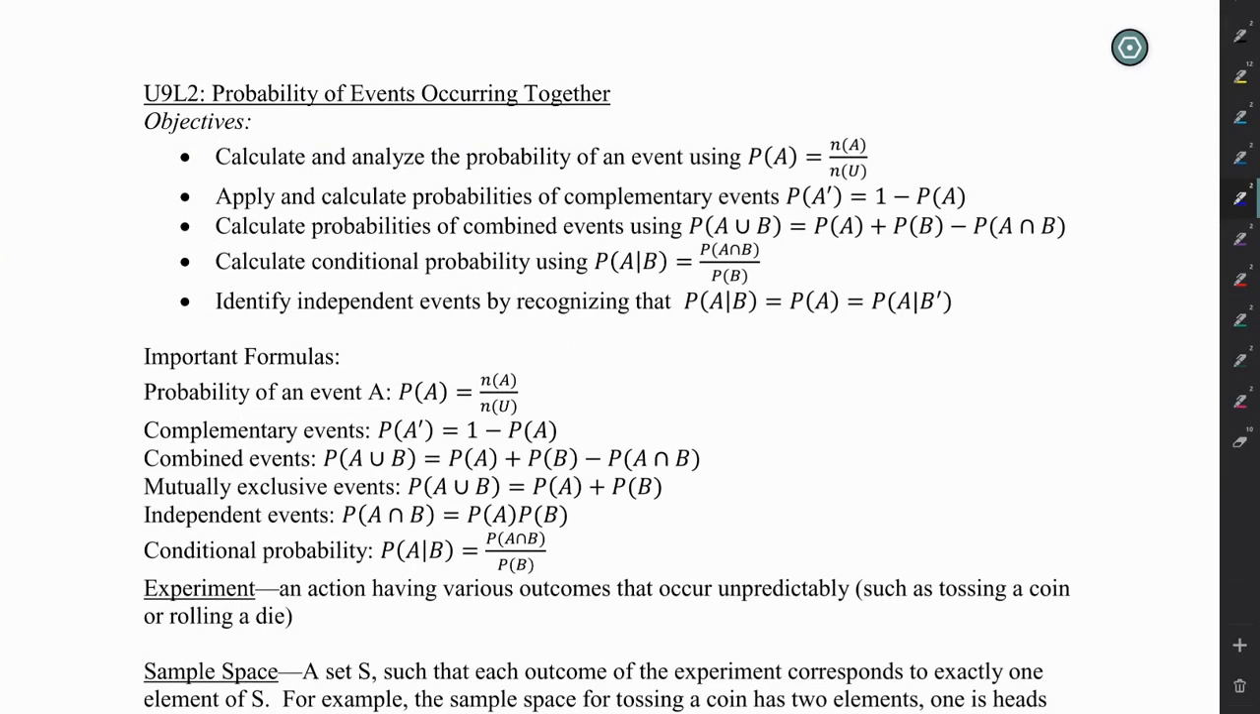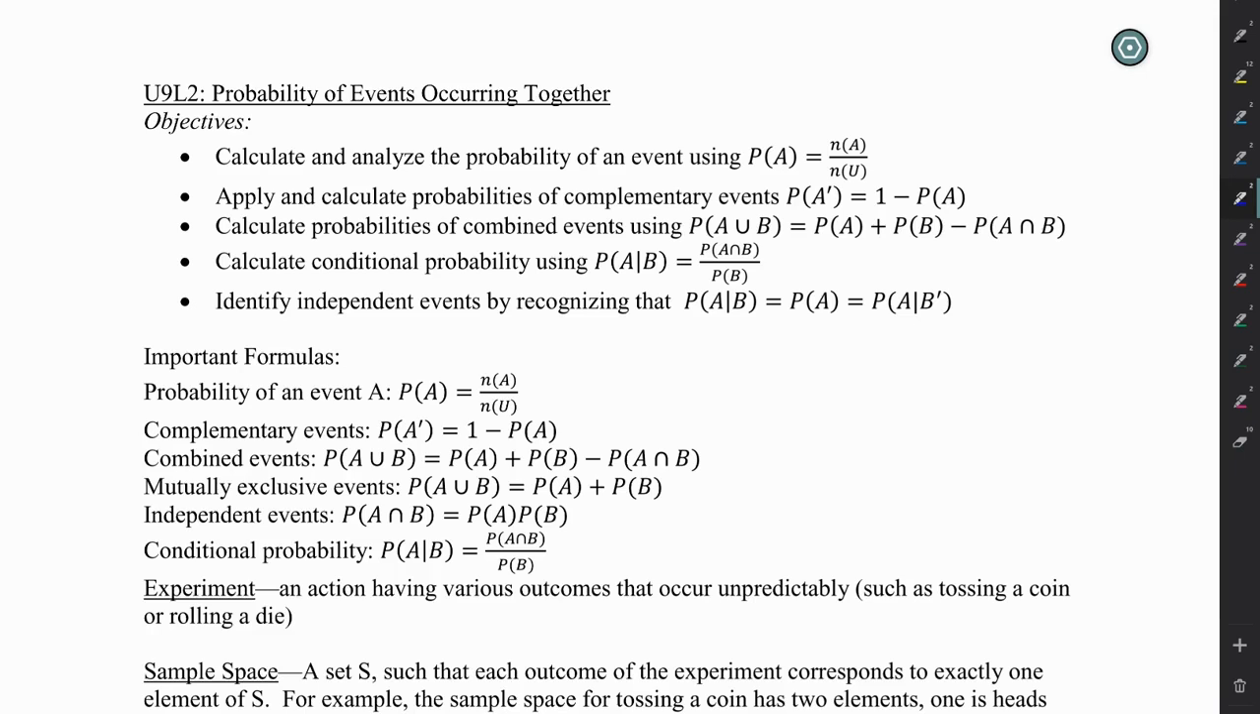Today's lesson is on the probability of events occurring together. The objectives of today's notes actually deal primarily with how a lot of formulas work. So pause the video, take a minute, read through the objectives and the important formulas, and then restart the video when you're ready for me to explain them after having read through them once yourself.